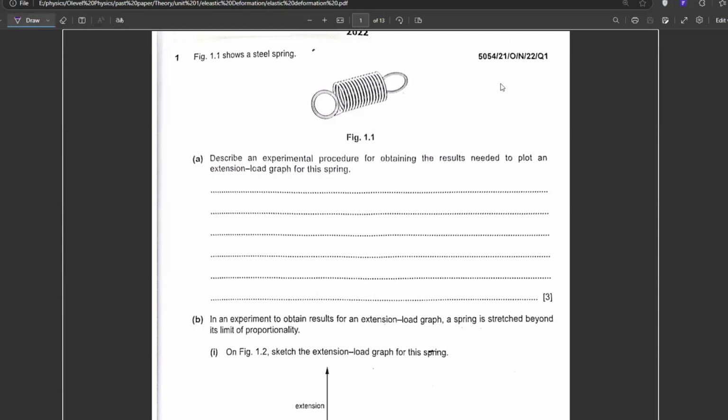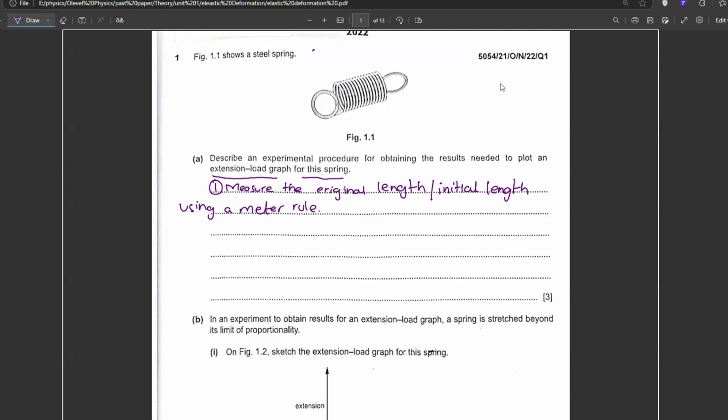Describe an experimental procedure for obtaining the results needed to plot an extension versus force graph for this spring. What will you do? First step, measure the original length, or you can say initial length, using a meter rule.